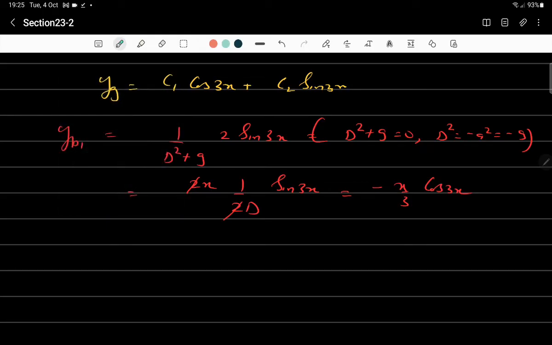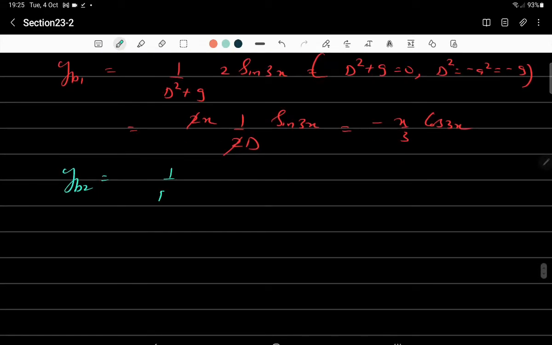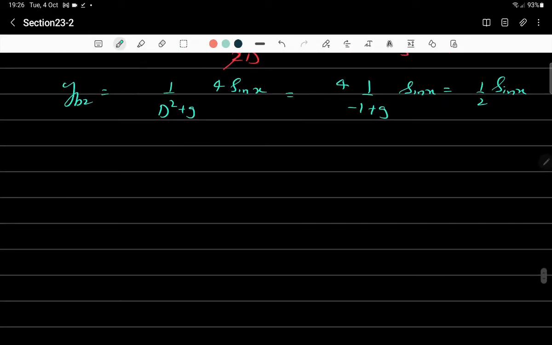Now let's do the next one, yp2. For yp2 I have 4 sin x. I will use the same technique: 1 by D square plus 9 of 4 sin x. Now D square is minus 1, because it is minus a square, minus 1 square, not minus 1 whole square. So it is 4 by minus 1 plus 9 sin x, which gives you 1 by 2 sin x. Again, see how quick it is.